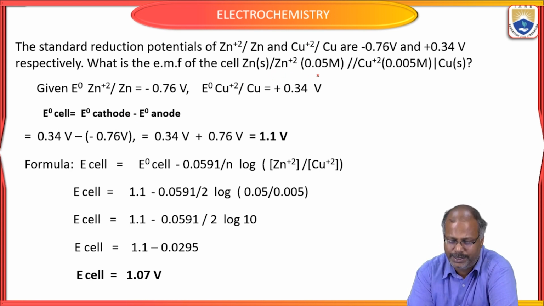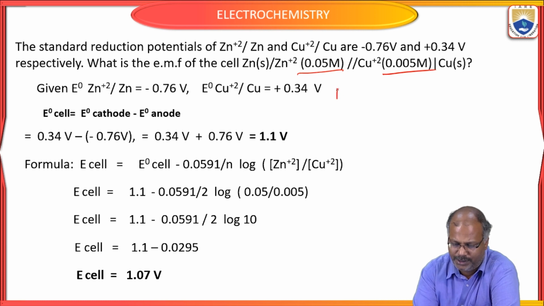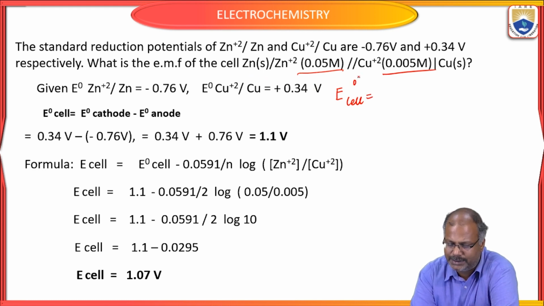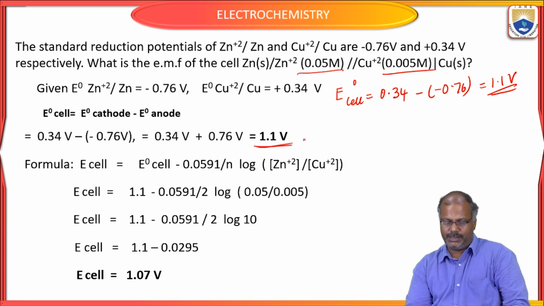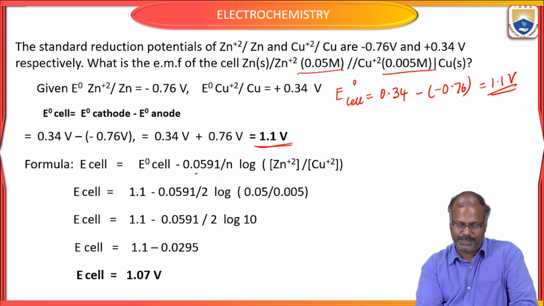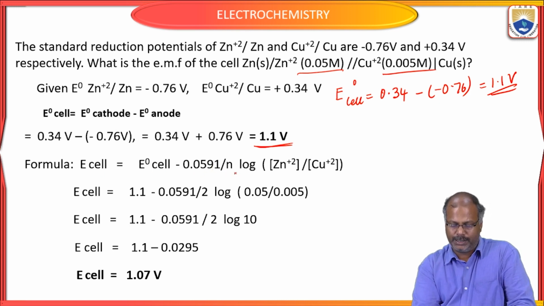So this is here. If you see, the concentration varies. Okay. So how to find the E naught here? E naught of the cell is equal to, again, this is a Daniell cell type with concentration varying. So 0.34 minus of minus 0.76, which is equal to 1.1 volts, Daniell cell. Now, if you apply the Nernst equation, E cell is equal to E naught cell minus 0.0591 by n log concentration.